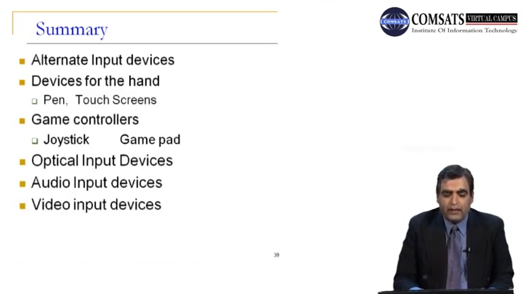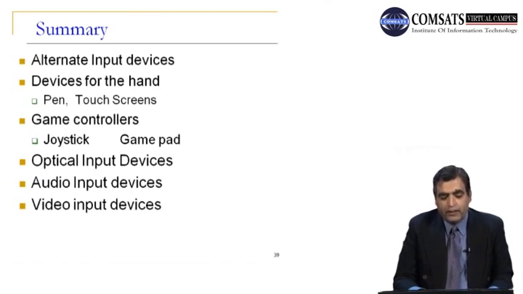We also discussed the alternate input devices, and in that context we discussed devices for the hand such as pen and touch screens. With a pen-based system, computers are handy for writing notes or selecting options from menus, but they are not well suited for inputting long text documents. Touch screen systems accept input directly through the monitor, and they are useful for selecting text and menus, but they are not useful for inputting text or other types of data in large quantities. The game controller is a special input device that accepts user input for playing a game. The two primary types of game controllers are joysticks and game pads.